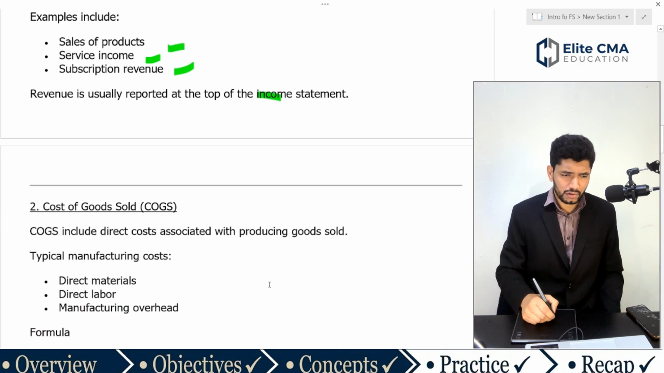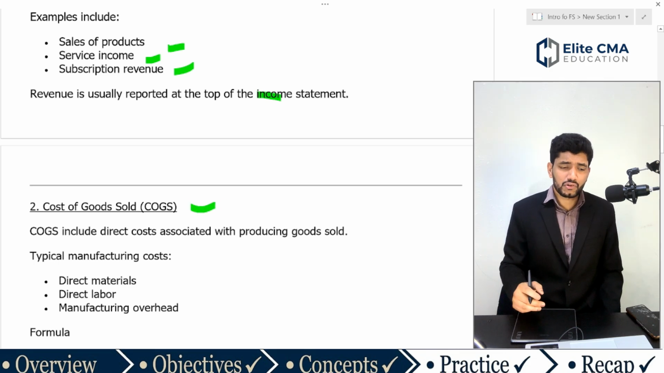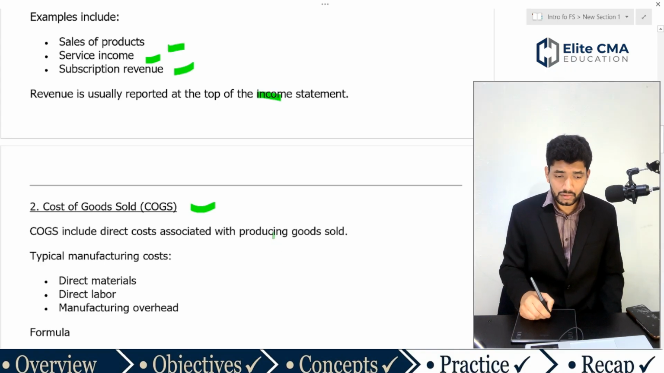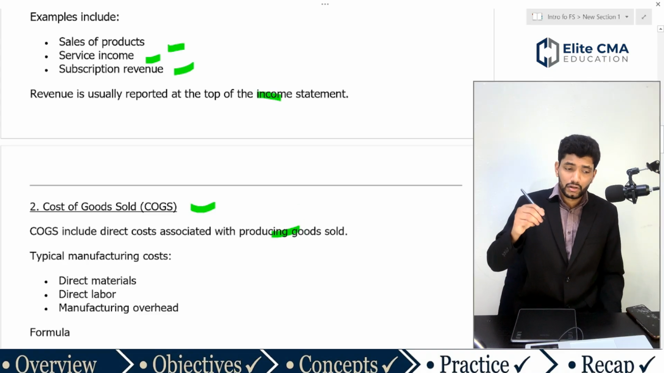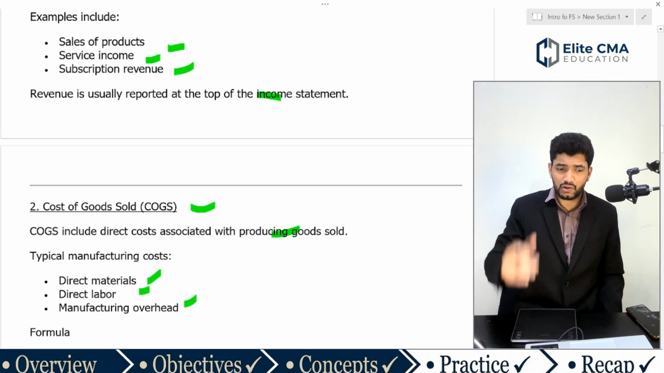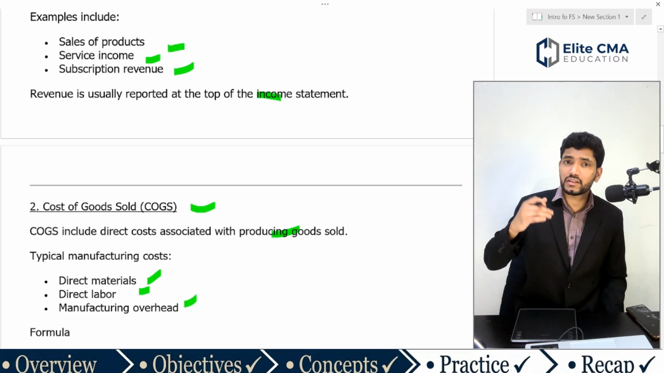Then the cost of goods sold. Cost of goods sold includes direct costs associated with producing the goods sold. Typical manufacturing costs include direct material, direct labor and manufacturing overhead. So this is the direct cost associated with producing those goods sold.